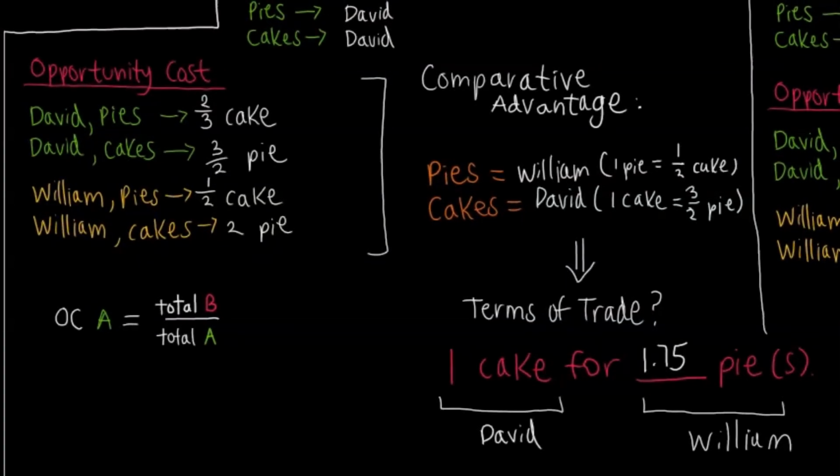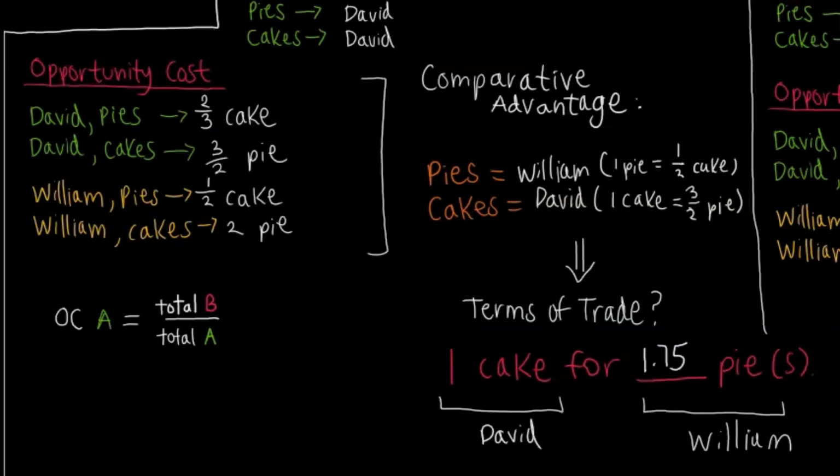And we can see this pretty simply. If we look at the opportunity cost of both William and David for producing one cake, you're going to see a pattern. For David, if he produces one cake, he gives up 3 halves of a pie. For William, if he produces one cake, he gives up 2 pies. So we have a range of values: David with his 1.5 pies, William with his 2 pies.